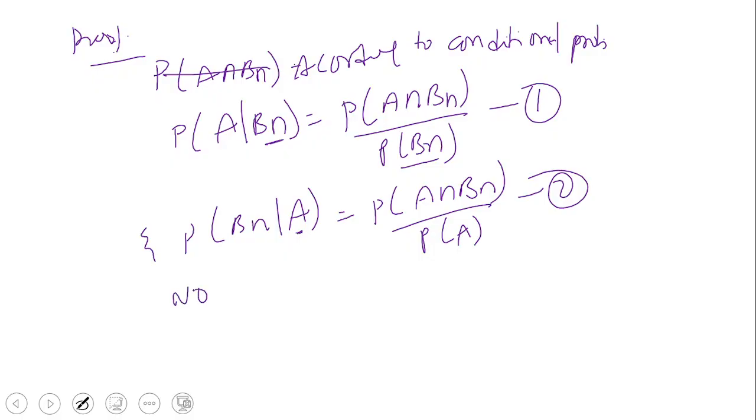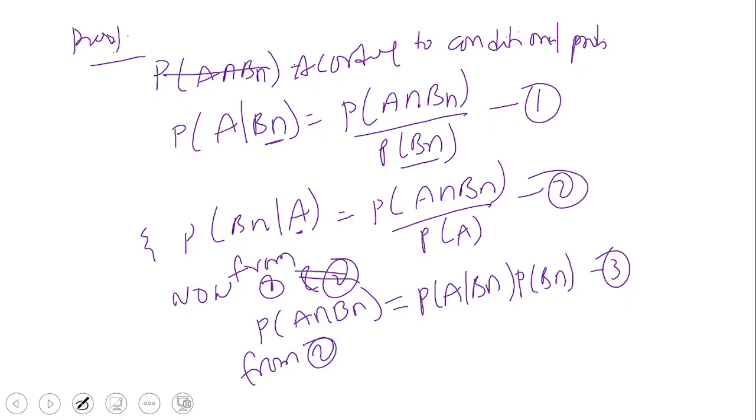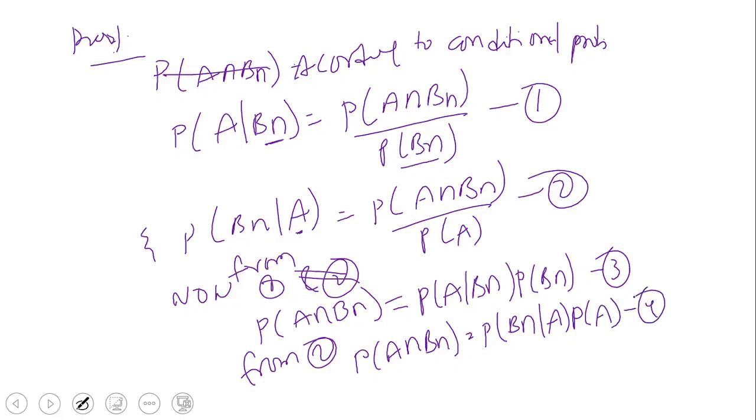Now, from equations 1 and 2, what can we write? From 1, cross multiply: P of A intersection Bn is equal to P of A given Bn into P of Bn. Take this as equation 3. And from 2, if I cross multiply, P of A intersection Bn is equal to P of Bn given A into P of A. Take this as equation 4.